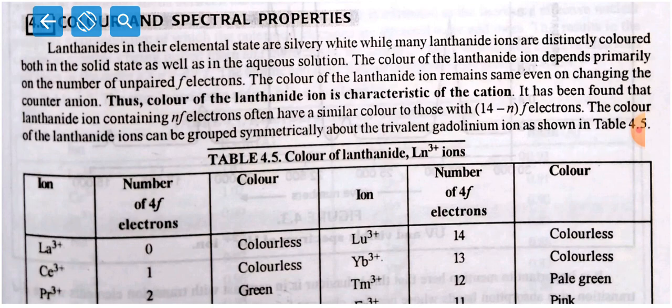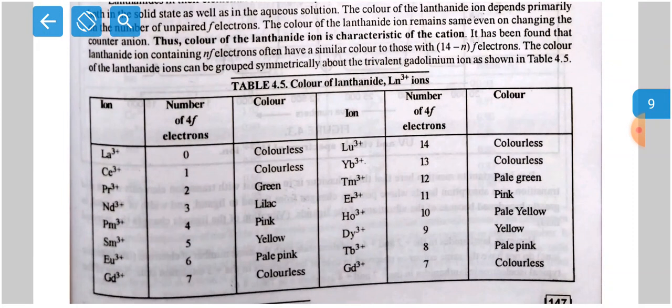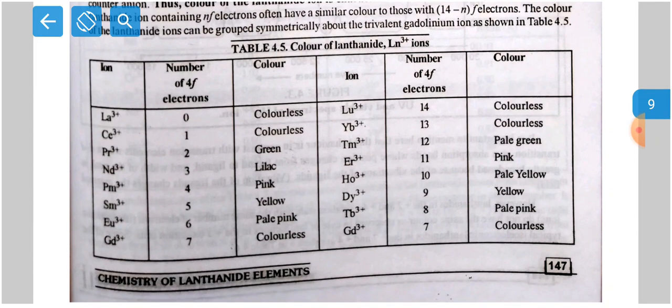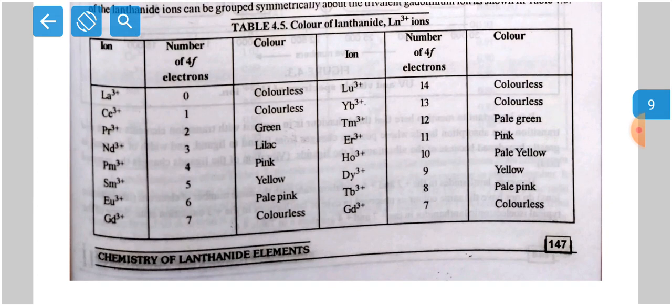It has been found that lanthanoid ions containing n f electrons often have a similar color to those with (14 − n) f electrons. The colors of the lanthanoid ions can be grouped symmetrically about the trivalent gadolinium ion as shown in table 4.5. Table 4.5 shows the color of lanthanoid La3+ ions. La3+ ion, having 0 4f electrons, is colorless, and Lu3+ ion, having 14 electrons in the 4f subshell, is also colorless.